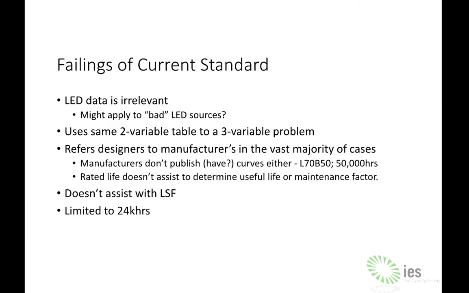In the vast majority of cases, it's just telling you to talk to manufacturers, and the manufacturers don't have that data either. They know where it finishes. Our finish point is L70, B50, 50,000 hours, or L90, B10, 100,000 hours, whatever it might be. They might have that curve in the middle. I don't know. I haven't really seen much of it published. And that rated life, that L70, B50, 50,000 hours, doesn't really help me to determine what's happening in the middle between your start point, where you're at L100, at 0 hours. How do we get to the L70?